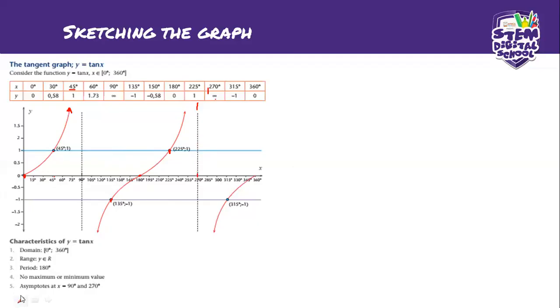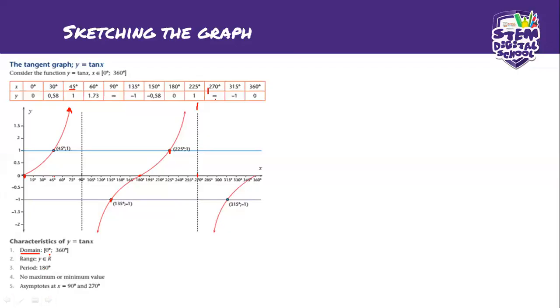All right, let me take my pen. Now, let us look into these properties for the tangent graph. Now, we are going to be talking about the domain. Let's talk about the domain of the tangent graph. How do we obtain the domain of the tangent graph?